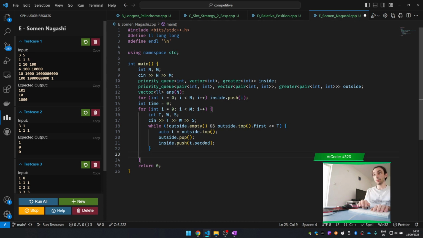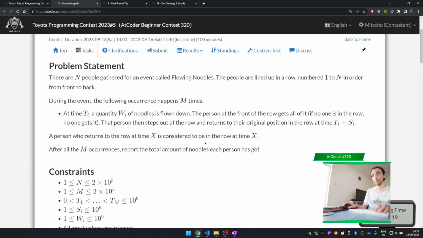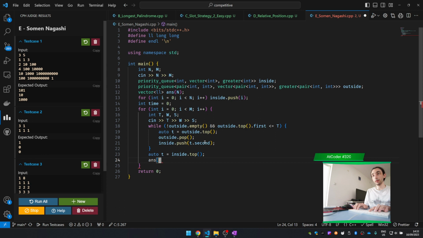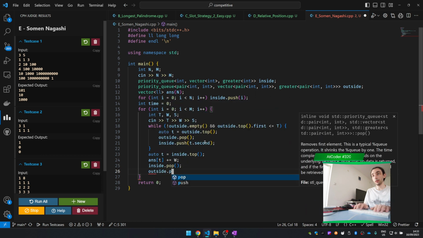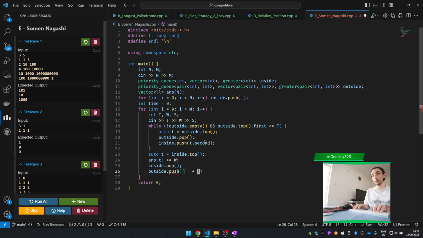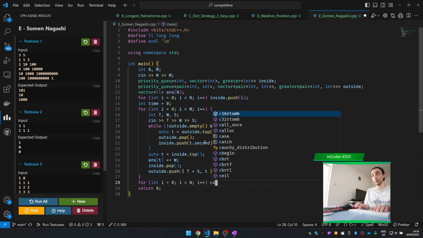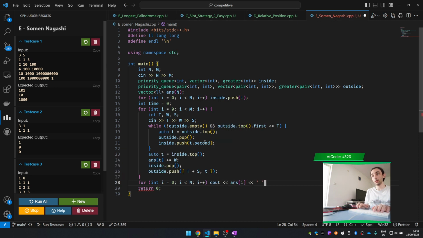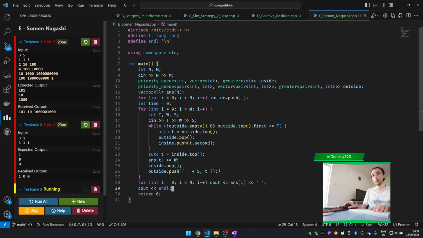Okay, then when these persons are done, for the person at the top of inside the queue, answer at that person plus equal W, inside dot top, outside dot push T plus S, and this is the person that has it. Then for each of the persons we have to report how many noodles he got.